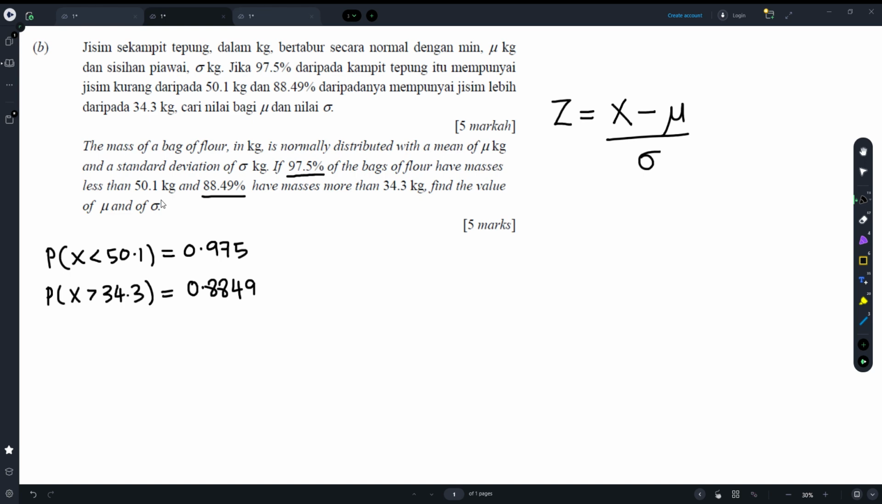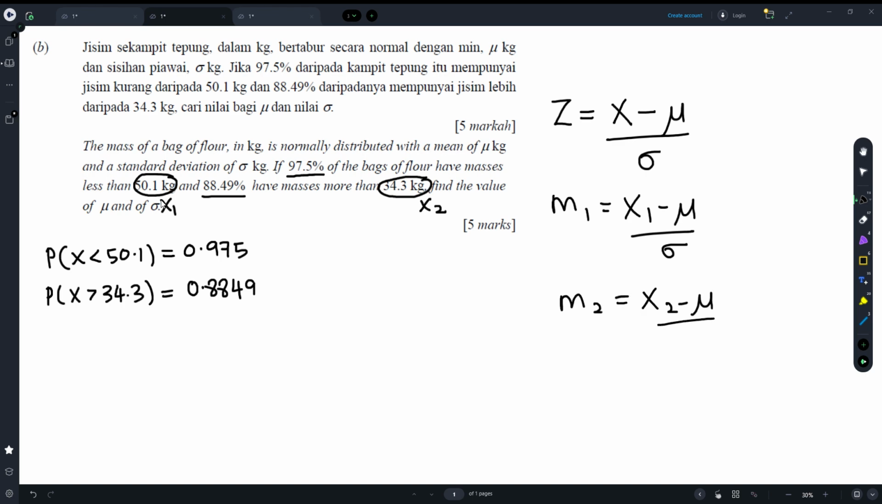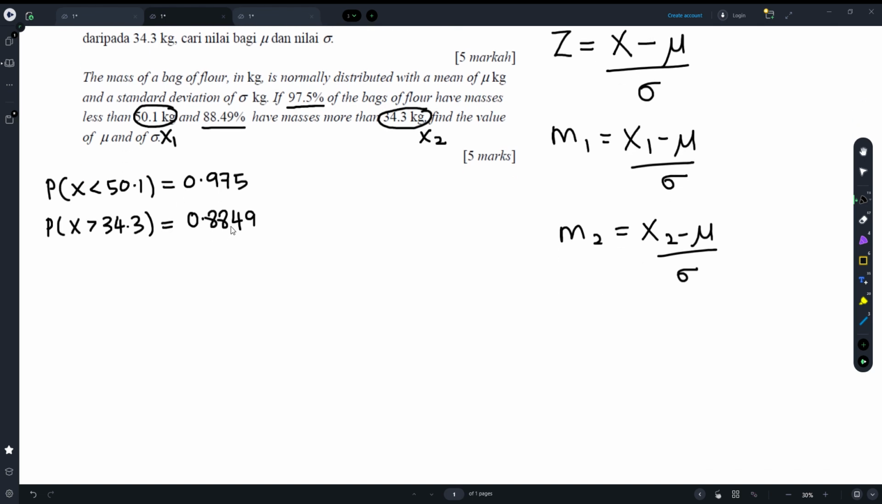In this question, we have two x values. Basically, 50.1 will serve as the first x1 and 34.3 will be x2. In order to make things clear, I'm going to use m as the z value. So, m1 will be x1 minus mu over standard deviation, and m2 will be x2 minus mu over standard deviation.